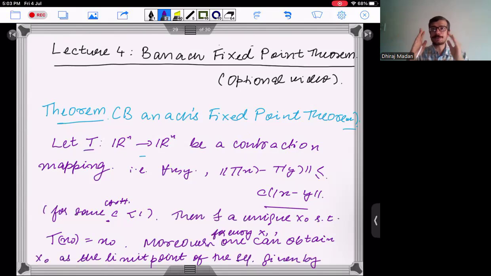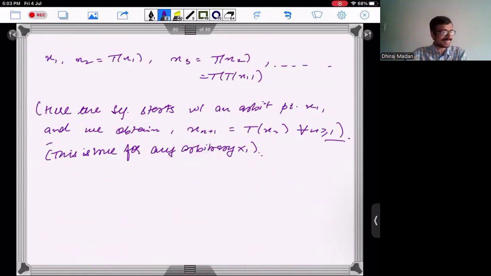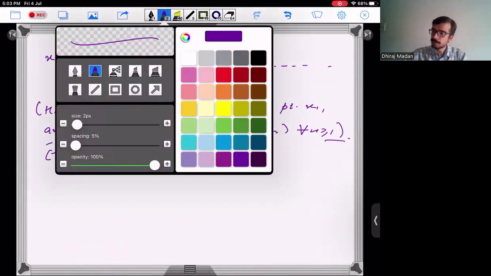So first of all, the sequence is going to be a convergent sequence. That itself is a big thing. And then the limit point, the value which it converges to, is the same as that unique point x naught, which satisfies Tx naught equal to x naught. So first of all, there exists such a point x naught. Secondly, it is unique. And thirdly, one can obtain it via this iterative algorithm. And whichever point you start with, it's going to work. So that's the interesting part of the theorem. Okay, so let's try to prove this theorem first.